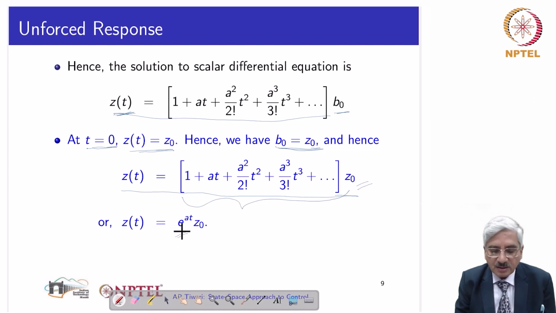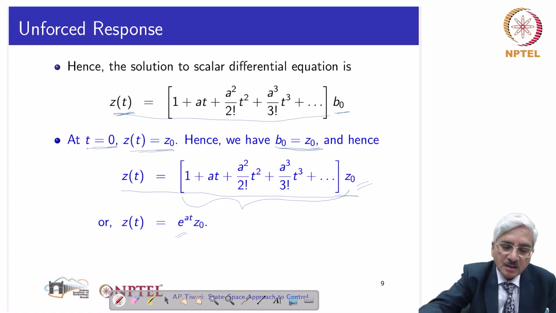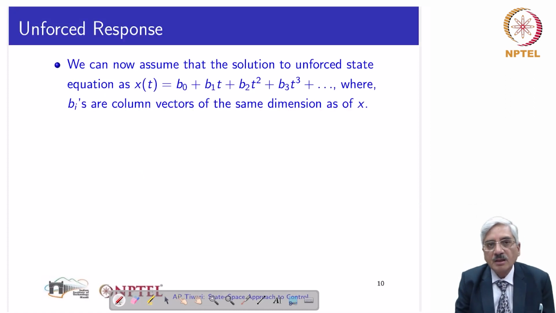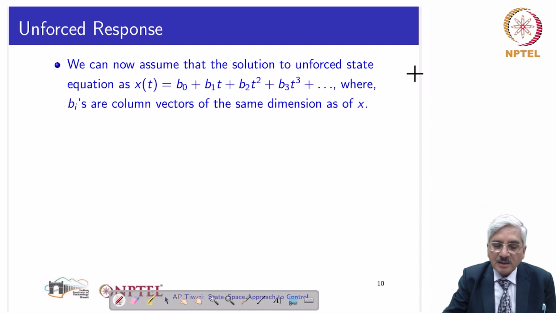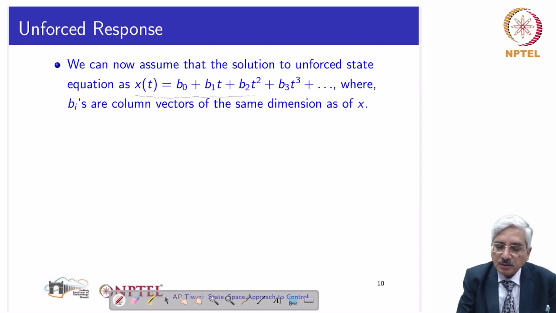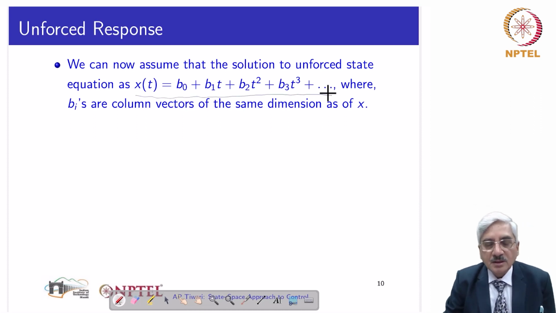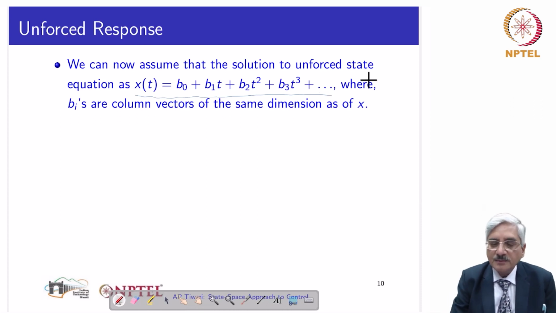So z(t) is e power at z0. This is the solution of the scalar differential equation. Having done that, now we proceed with the solution of the unforced state equation x dot equal to Ax plus Bu. And on similar lines, we assume that the solution of the unforced state equation will be x(t) equal to b0 plus b1t plus b2t square etc.